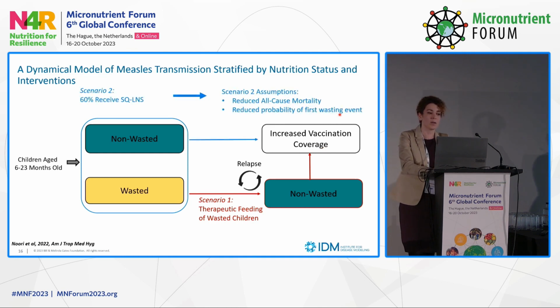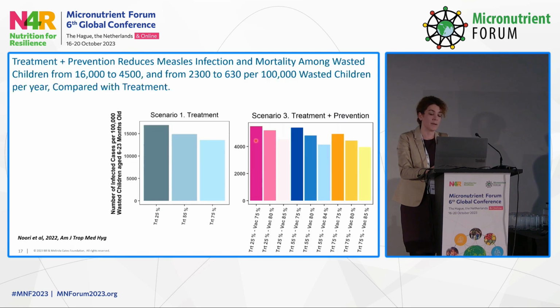In the second scenario, we assume that a proportion of children receive SQLNS, and as a result, there are some changes in model parameters based on the meta-analysis and previous studies on the effects of SQLNS. We also assume that this leads to an increase in vaccination coverage. We call the first scenario treatment, the second prevention, and the third one combines these two, treatment and prevention together. And we are looking at the measles burden here.